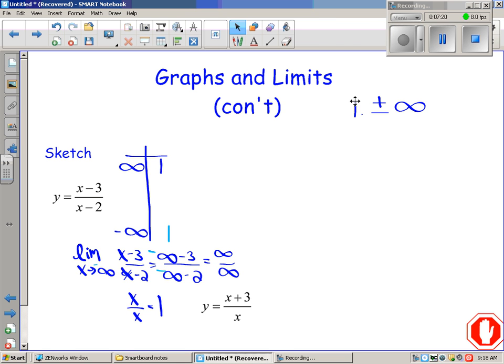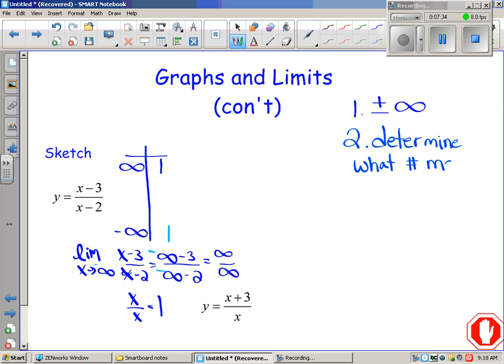Now, where do we get the point in the middle? Well, the point in the middle is found by determining what number makes the fraction undefined. So in this case, what makes the fraction undefined?